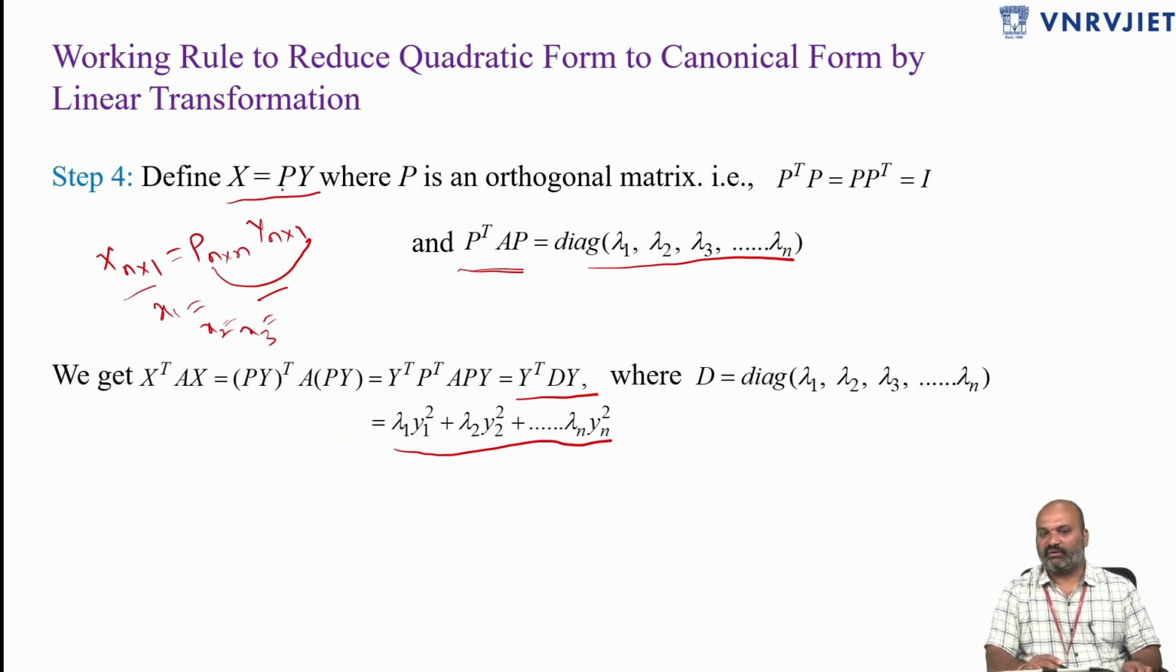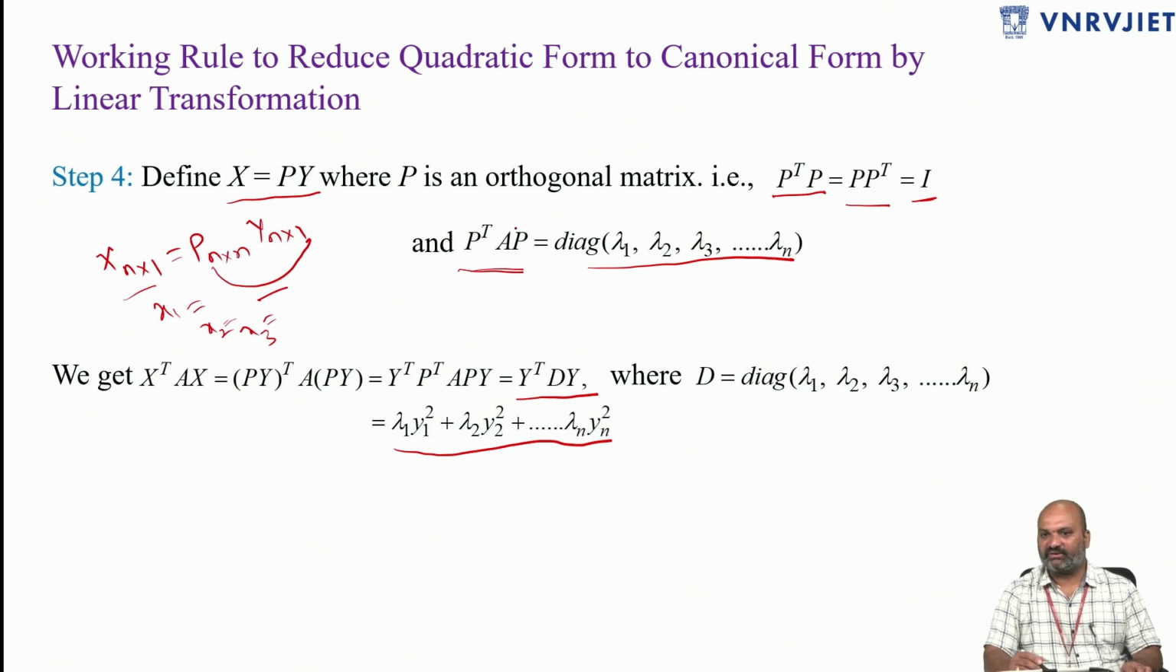See here, the modal matrix P is an orthogonal matrix. What does it mean by orthogonal matrix? P transpose P equals, or P P transpose equals, an identity matrix. This is called an orthogonal matrix. If this is satisfied, it is called an orthogonal matrix.